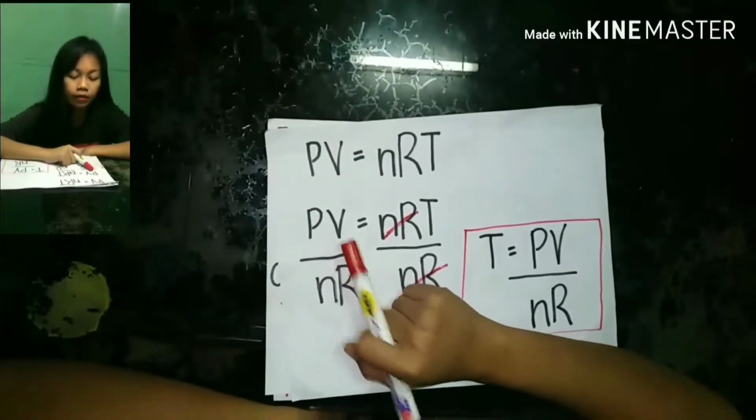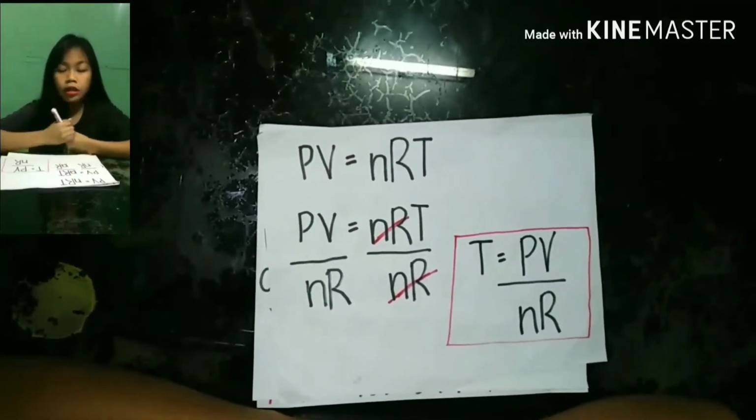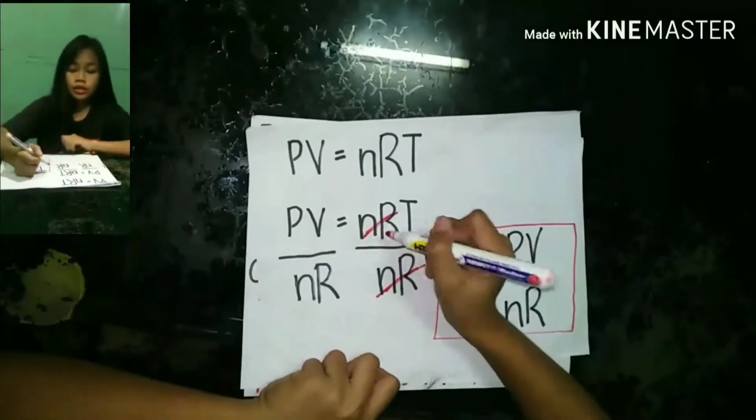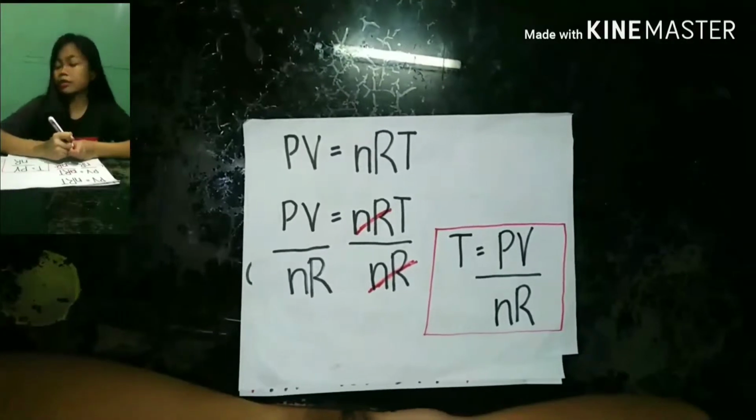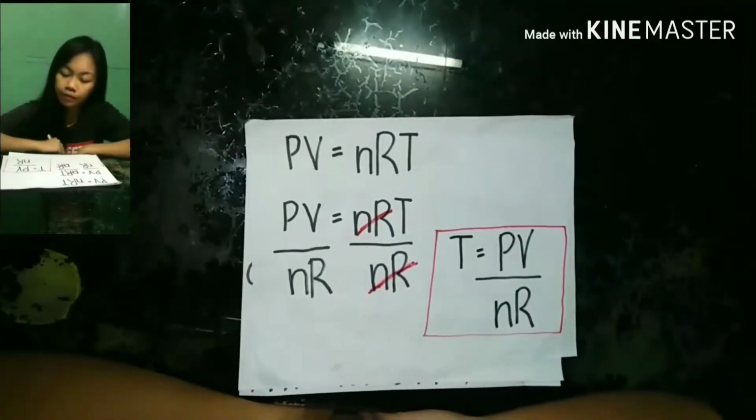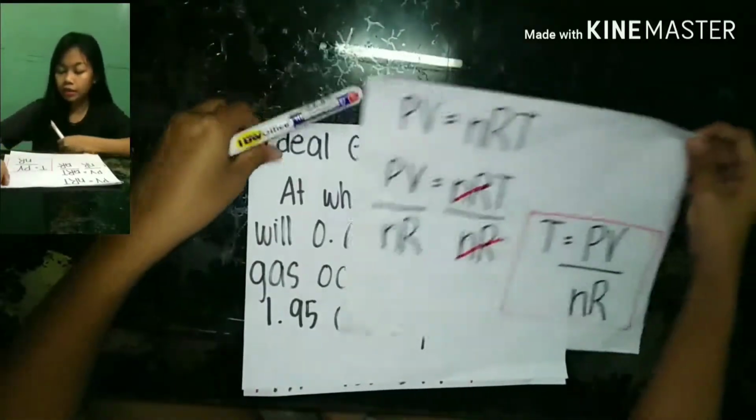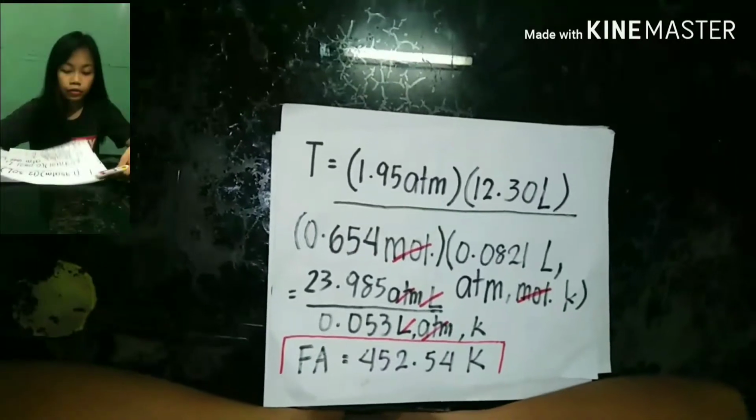P times V is equal to N times R times T. The one beside the missing one will be a denominator. You just cancel out the NR. And you will get the final formula for the problem. T is equal to P times V divided by N times R. You just transfer the given to the formula.